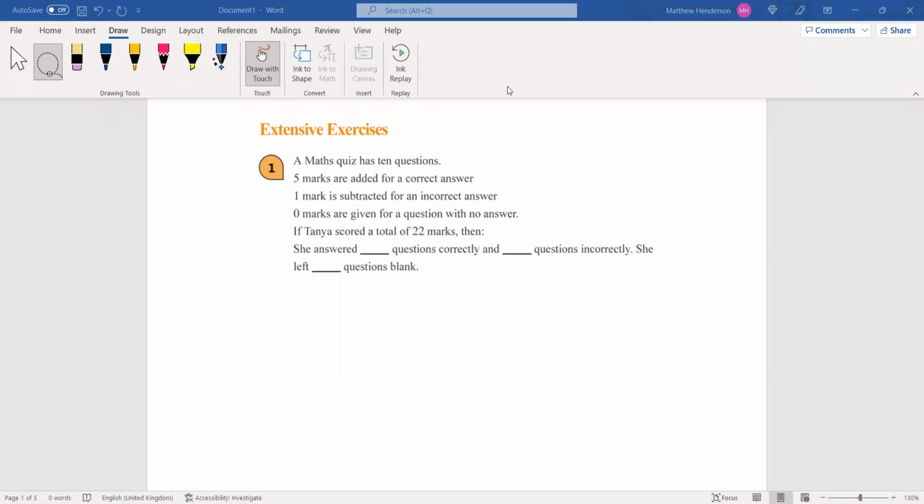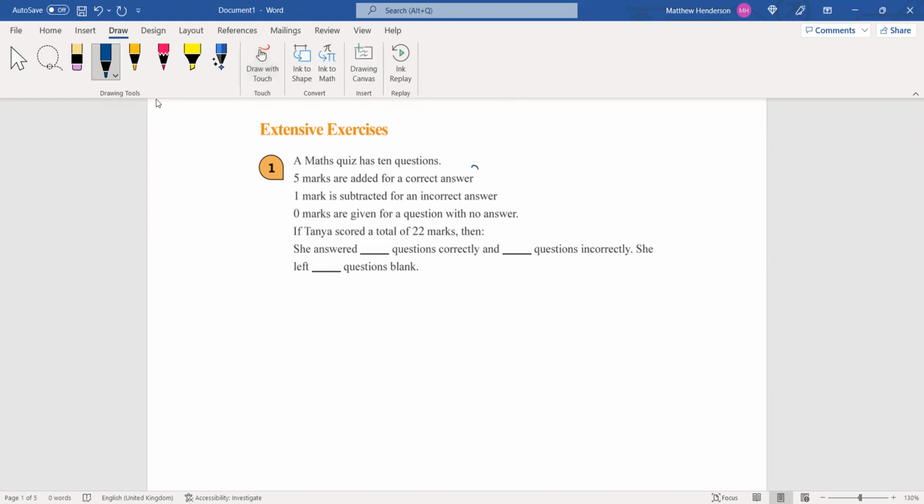Year 5, Lesson 6, Extensive Exercise 1. A math quiz has 10 questions. 5 marks are added for a correct answer, and 1 mark is subtracted for an incorrect answer, and 0 marks are given for a question with no answer. We also know the total is 22 marks.